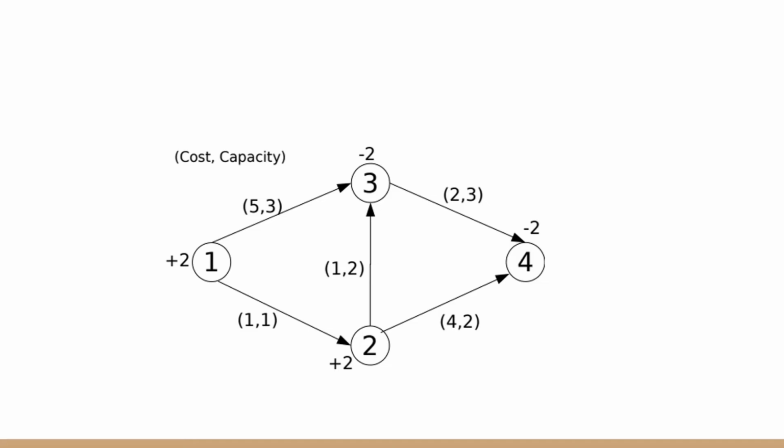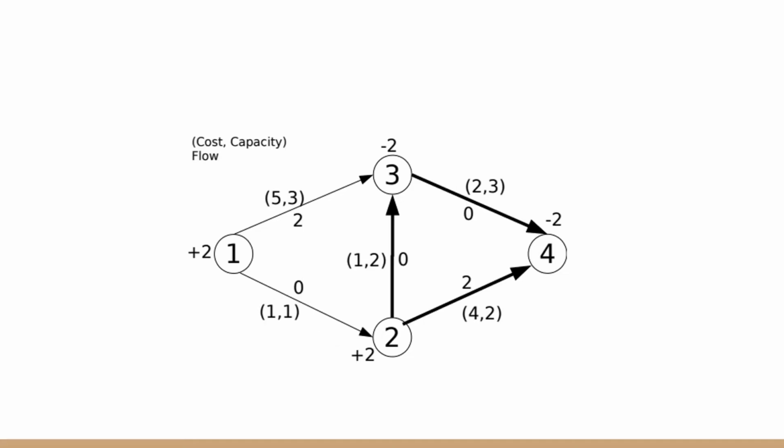So moving on, following the algorithm, we use Bellman-Ford or depth-first search to find the undirected cycle, which in this particular example is 2, 3, 4. Now we just assign a random X. So the flow from 1 to 3 is 2, flow from 1 to 2 is 0, 2 to 3 is 0, 3 to 4 is 0, and 2 to 4 is 2.